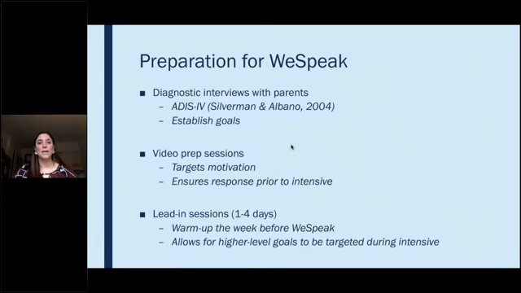In terms of the preparation for We Speak, I do an ADIS with the parents as a diagnostic interview, so I can be aware of all of the comorbidities that I want to work on and that the parents want to work on. And this brings me to the next item of establishing goals. I give the parents and the kids a goal sheet and have them fill it out together and check off all of the goals that they want addressed in We Speak, and then identify their top 3 goals. And there's room for them to write goals outside of the SM domain, so that, again, we're not just focusing on those core symptoms, but we're focusing on the individual as a whole.